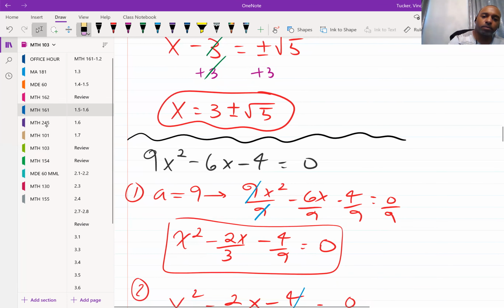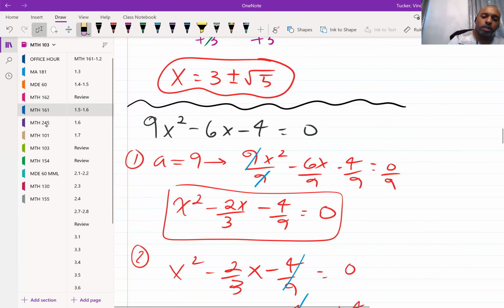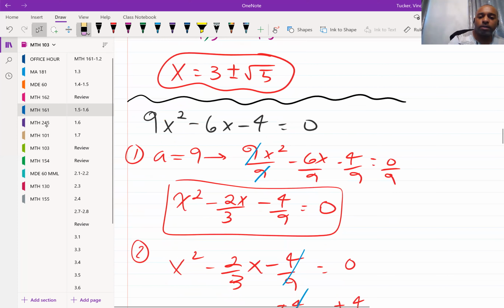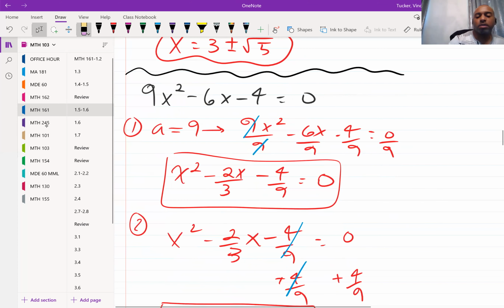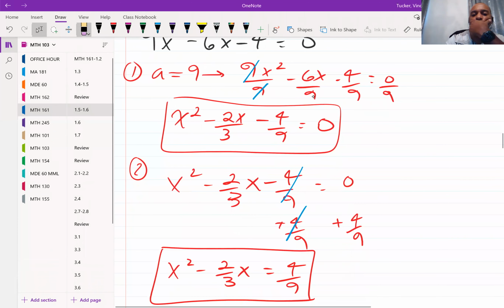All right. Then we need to get 4/9 to the other side. That's our constant. So we add 4/9 to both sides. So x squared minus 2/3 x equal to 4/9.